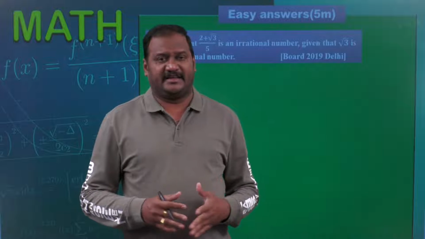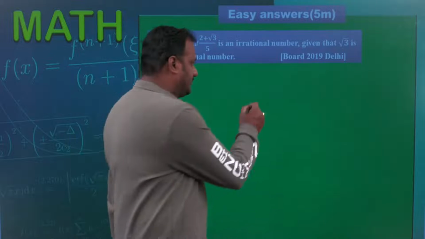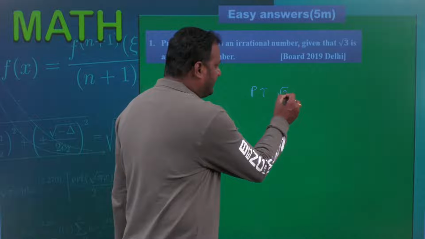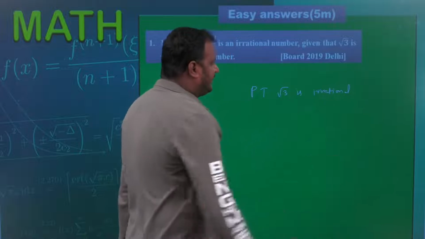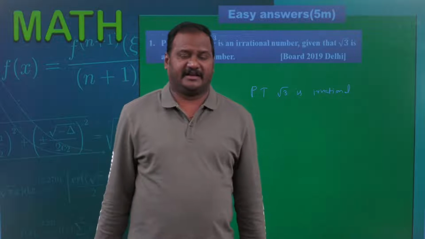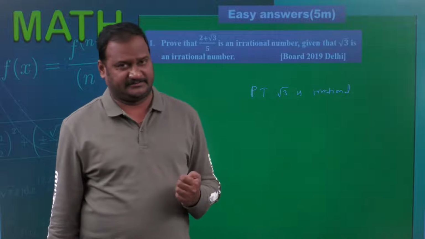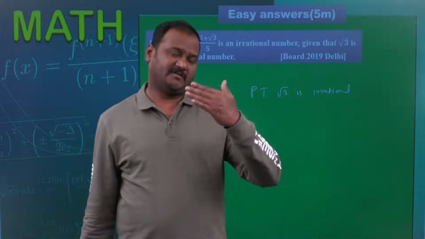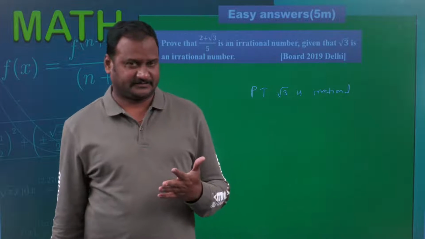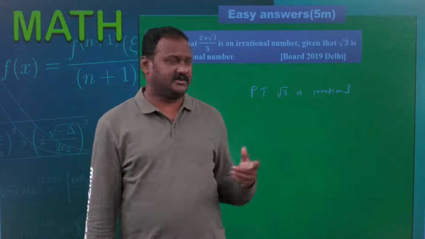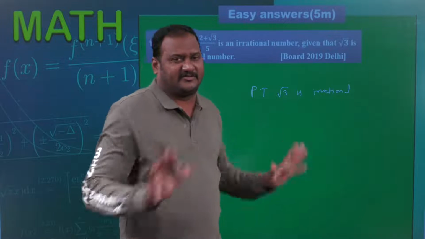See, there is a straight problem given, like prove that root 3 is an irrational number. In order to prove this, we will have to follow a systematic way of proving root 3 is irrational. That is by indirect method of proof. By indirect method of proof, we will prove root 3 is an irrational number. We will definitely discuss this kind of problem completely.